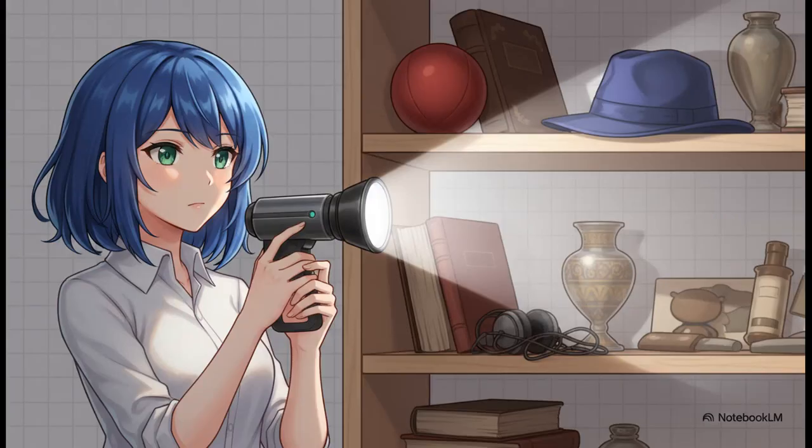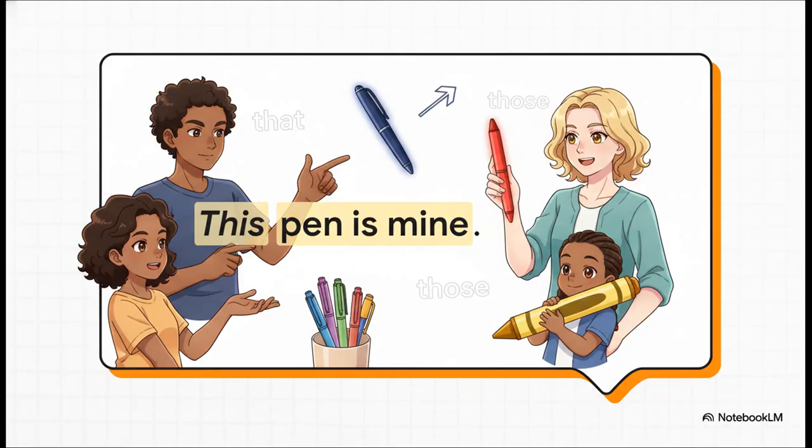All right, our next tool is the demonstrative adjective. I like to think of this one as a little spotlight. It points directly at a very specific person or thing, and it answers the question, which one? When someone says, this pen is mine, they're pointing right to it. It's not that one over there on the table, it's this one, right here. Words like this, that, these, and those are absolutely essential for singling stuff out.